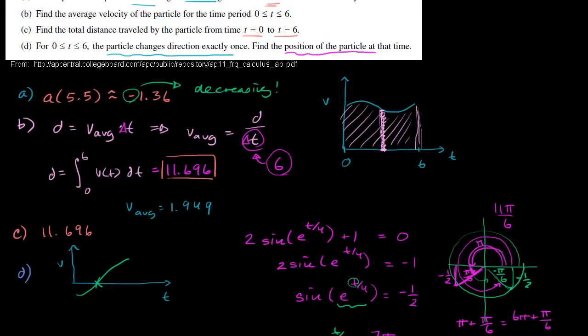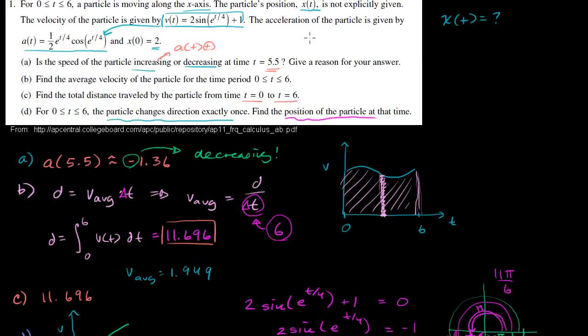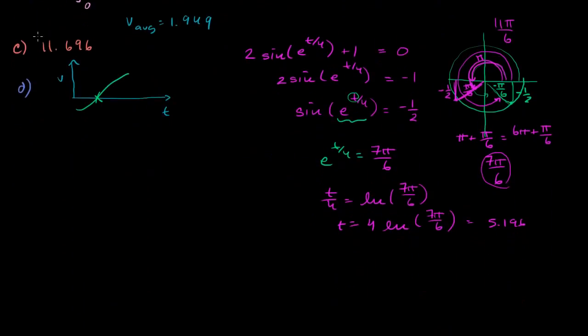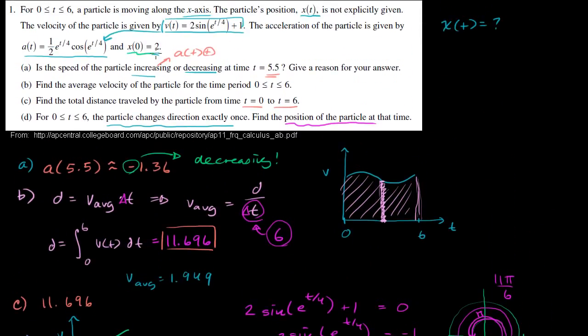This is interesting because they haven't explicitly given us the position function. But we know that the position function is really just the integral of the velocity function. The position function x of t is going to be the integral from 0 to t of v of t dt plus some constant. And they give us that initial condition. They told us that x of 0 is equal to 2.